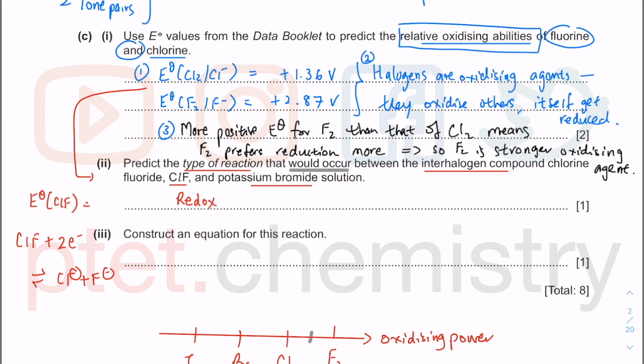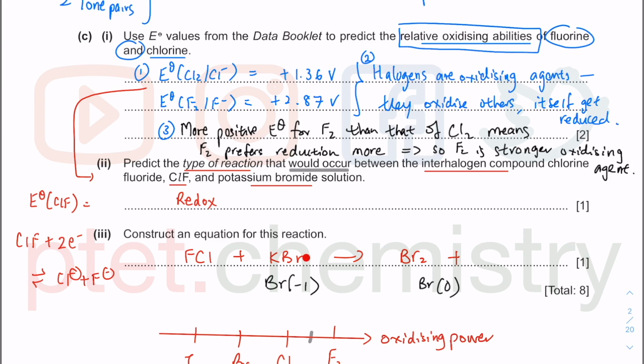Construct an equation for this reaction. So now they want an equation. So FCl plus KBr. First of all, we know definitely they will go to Br2 as that gets oxidized. So Br minus 1 in bromide, going to Br0 in bromine. I wonder what's going to happen to the FCl now.